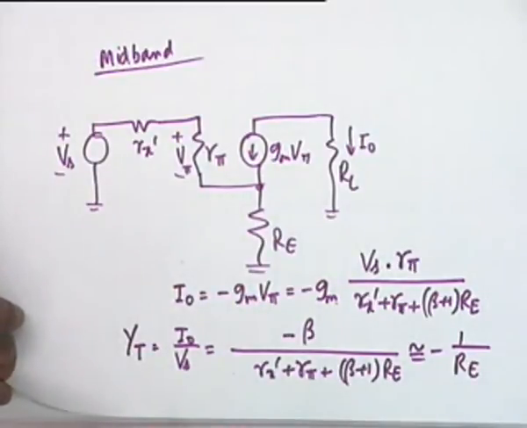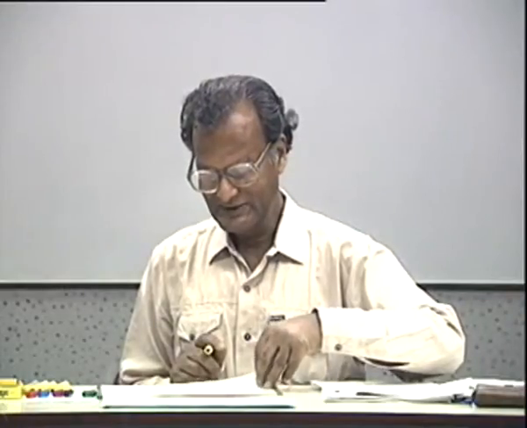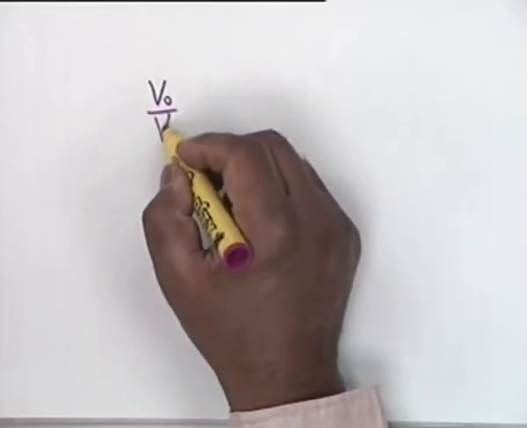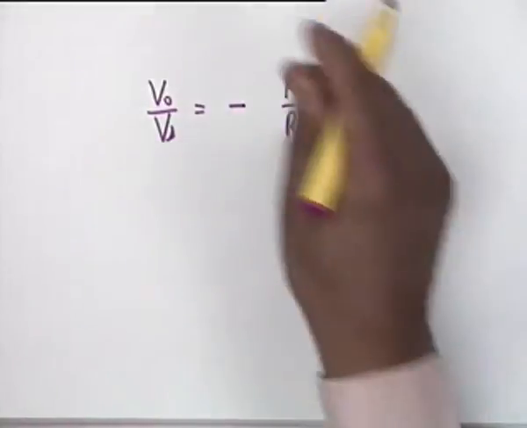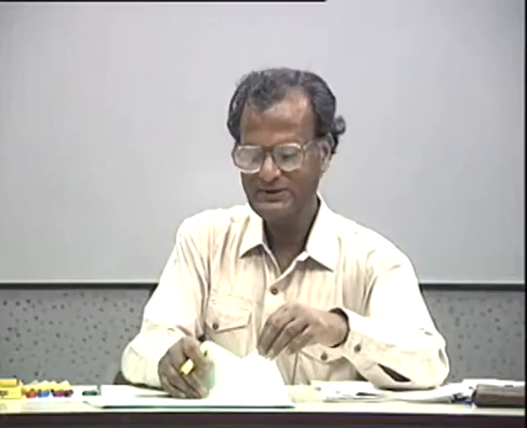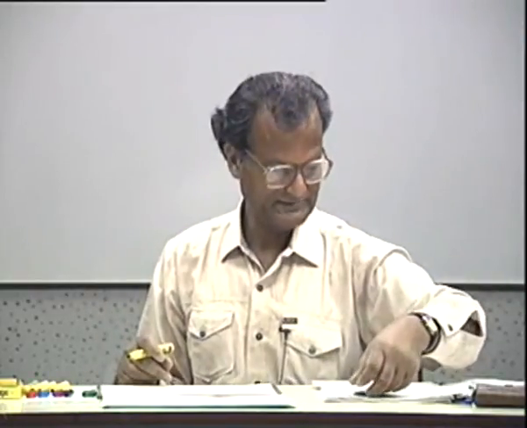If that is so, then what is V0/Vs? What is V0/Vs? -RL/Re. Didn't we do this earlier? With the emitter unbypassed and beta large, the gain is approximately the ratio of the load resistance to the emitter resistance. In other words, the gain is controlled by 2 external resistances. It becomes insensitive to the parameters of the transistor, and that's a huge benefit.